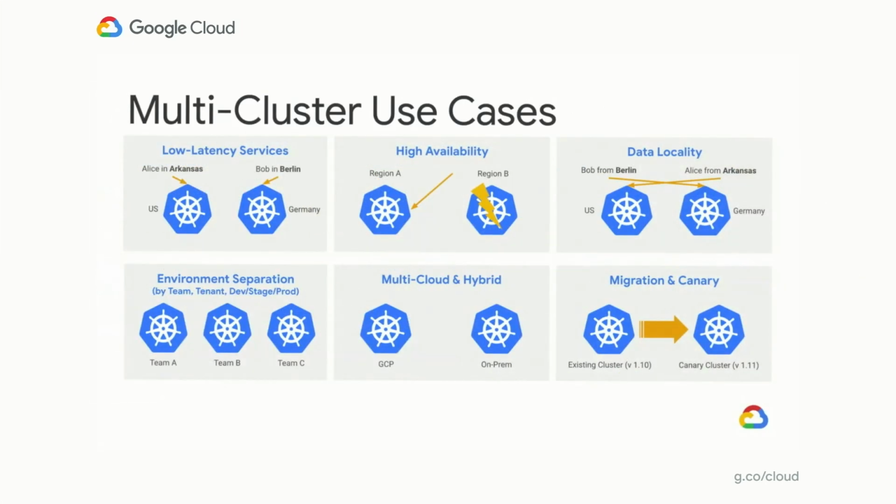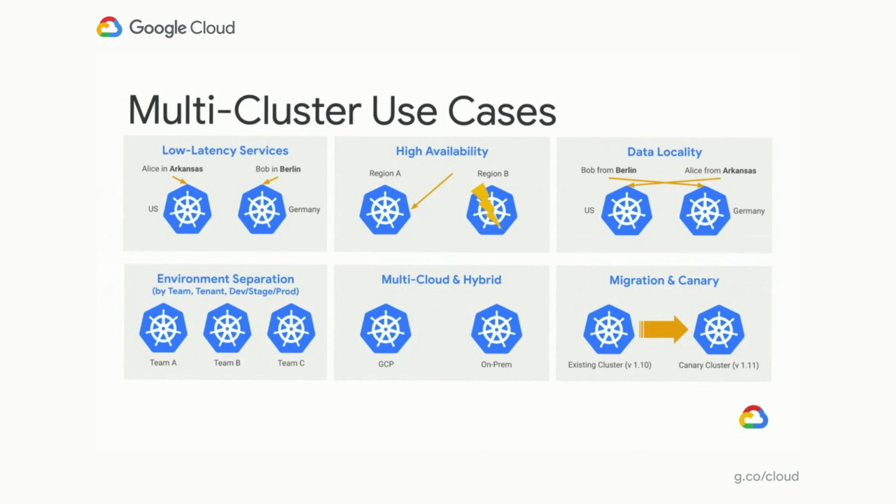So why do we need multiple clusters? Well, since we're talking about building globally scalable services, by definition, we're talking about multiple locations or multiple regions. A Kubernetes cluster can only reside in a single region. So if you're in two or more regions, you're already in multiple cluster land.